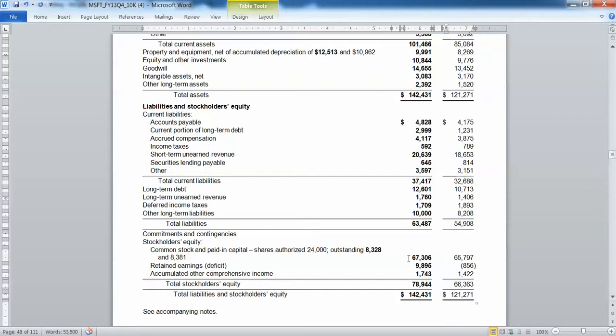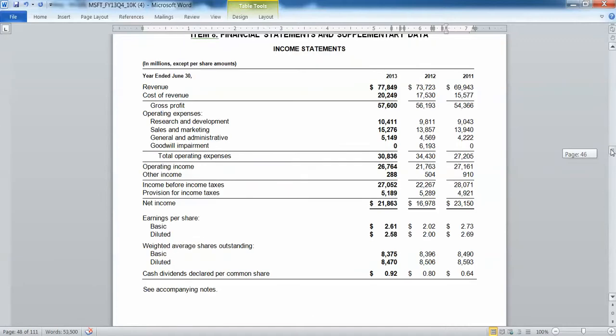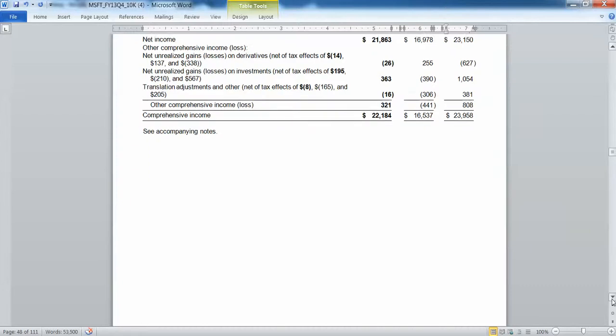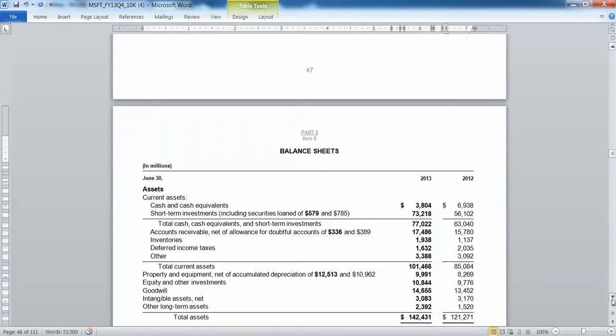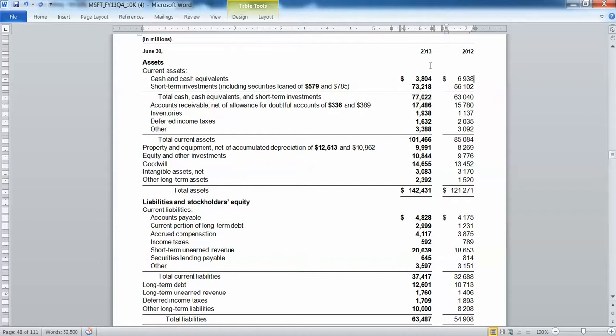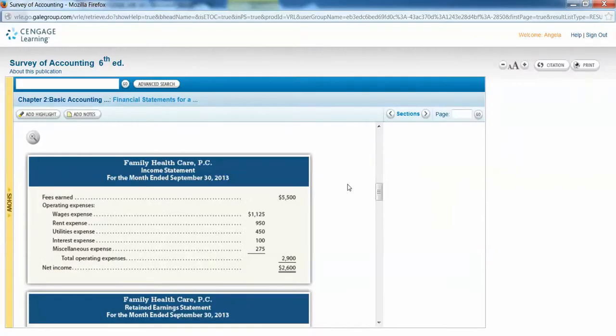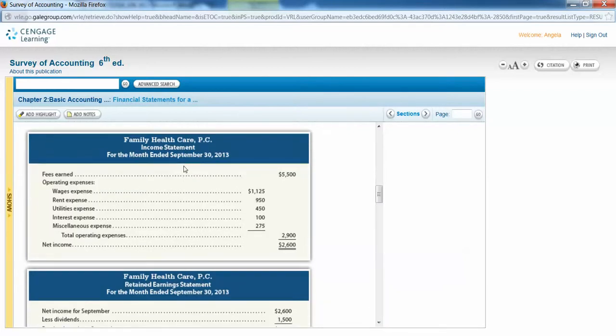A second thing to understand is the use of columns. Get back down there to the balance sheet. Sometimes it's very obvious what the columns are for. For these balance sheets for Microsoft, we have one column for 2013, another column for 2012. But sometimes we can also have columns. I'll look at the financial statements that are shown in your textbook, and these are for just one period of time. This is an income statement for the month of September 2013.